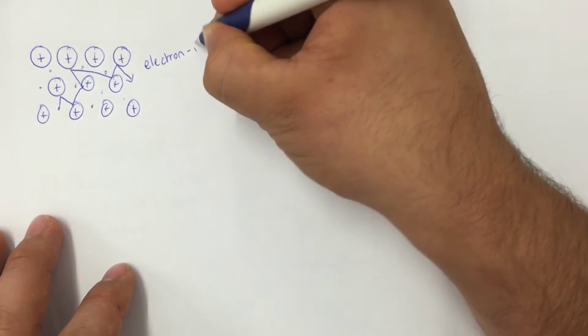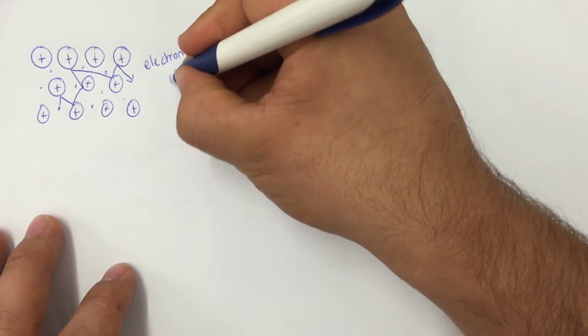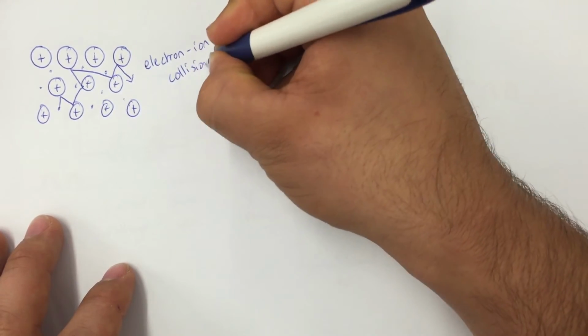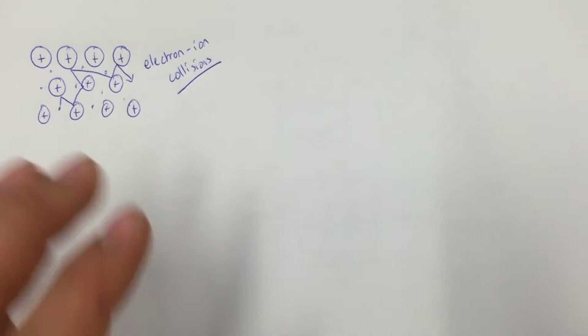there would be a whole series of electron-ion collisions inside the metal. And that is the key to understanding resistance. Resistance is caused by these electron-ion collisions. So we want to think about how we define resistance, how we measure it, and factors that affect it.